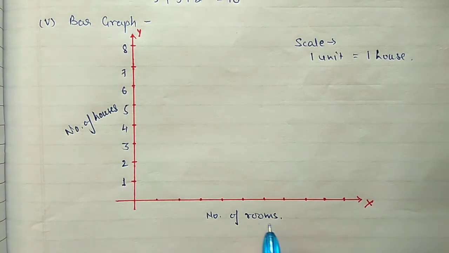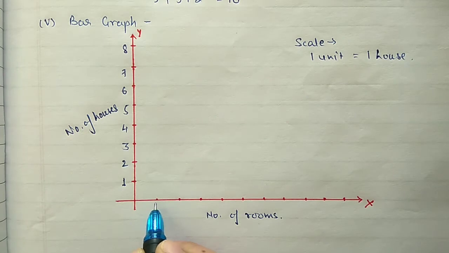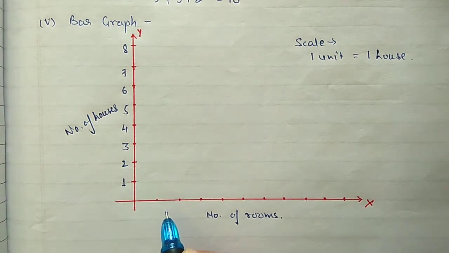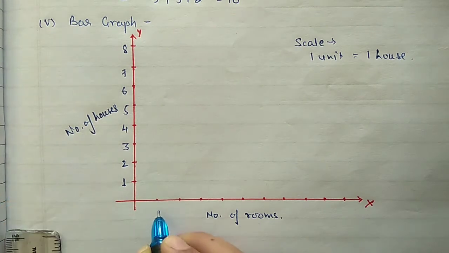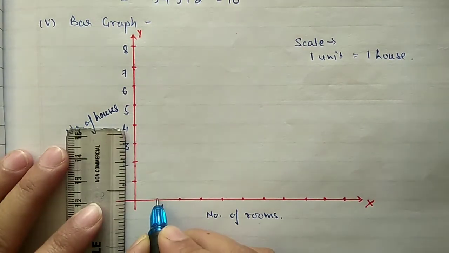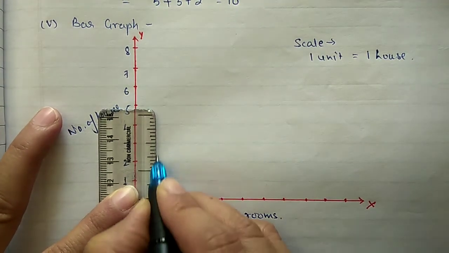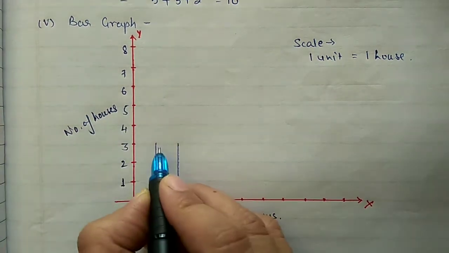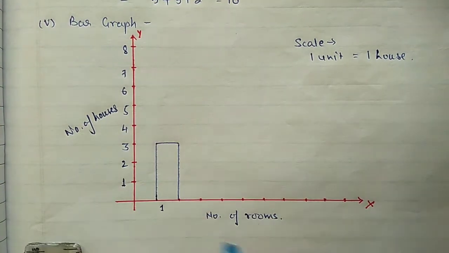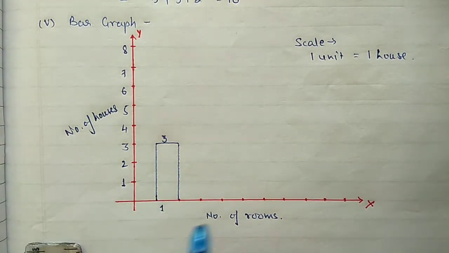Now we have to represent the number of houses and number of rooms. So first we will see one room is having how many houses? 3 houses are there. So first one room I will represent. So I will leave this much gap. One room is having 3 houses. So I will go till 3 and from here you can join. Above this you can write 3 houses are having 1 room.